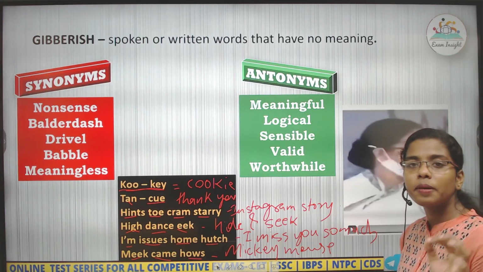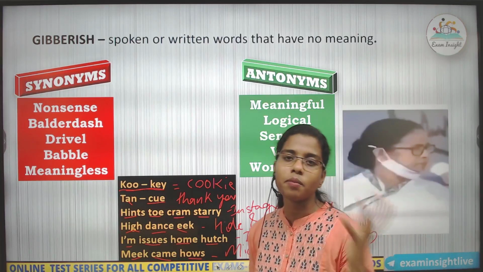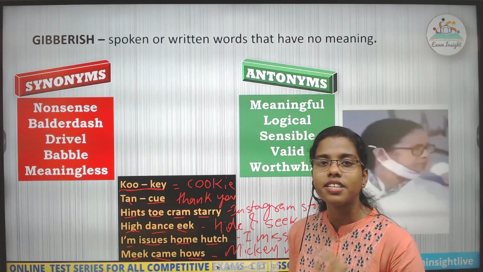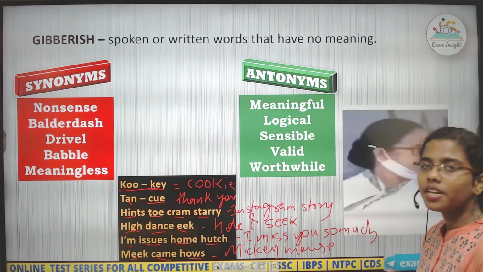This is actual gibberish, at least to us. It may be meaningful in some other languages, but at least to us it is gibberish. So I hope you understood the meaning of the word gibberish.